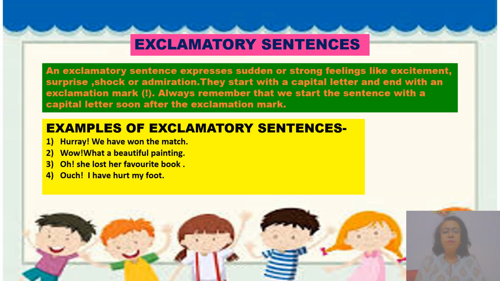Number 2, wow, what a beautiful painting. Wow, as I said, is admiration for something. When you admire something, your mama is dressed up to go for a function. Wow, mama is looking so pretty. You see a beautiful picture. Wow, such a beautiful painting. So to express admiration, you use the word wow.